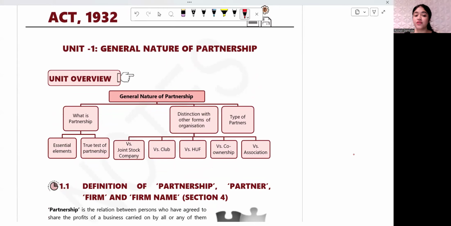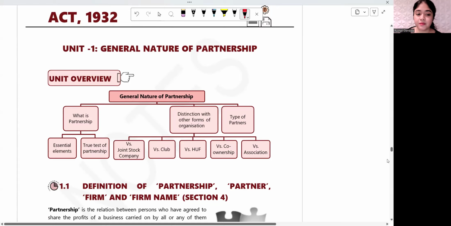How partnership is different from joint stock company, it is different from the club organization, then how it is different from HUF, and how it is different from co-ownership and association. That also we are going to cover in this unit. Along with this, we'll see different types of partners, active partner, sleeping partner, then dormant partners, all these things we'll be seeing. Okay.